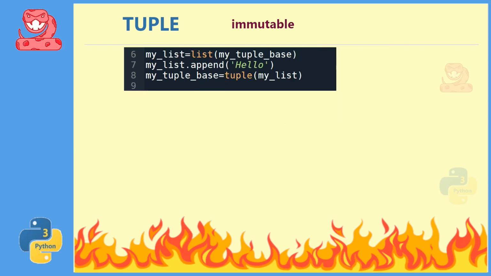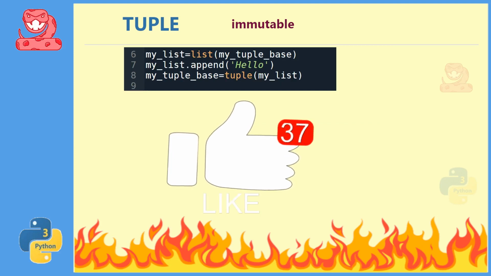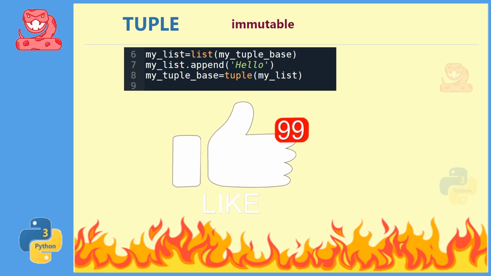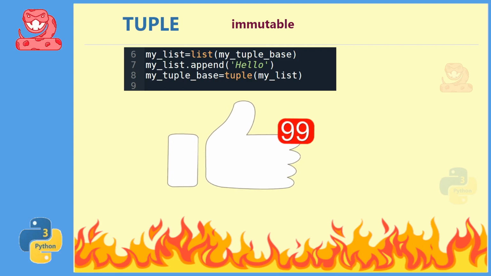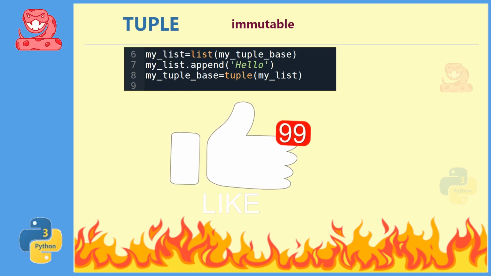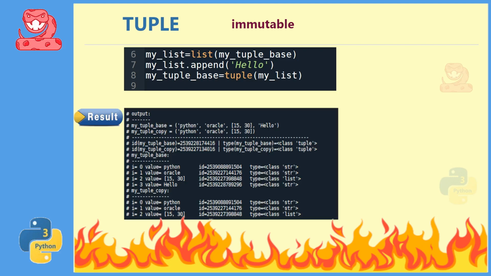Let's try to add a new element to the tuple myTupleBase using a list. That is, first we convert our tuple into list. Next, add a new element to it, the string hello, and finally convert it back from a list to a tuple. At first glance, it seems that everything is okay with myTupleBase. The new element hello has appeared.